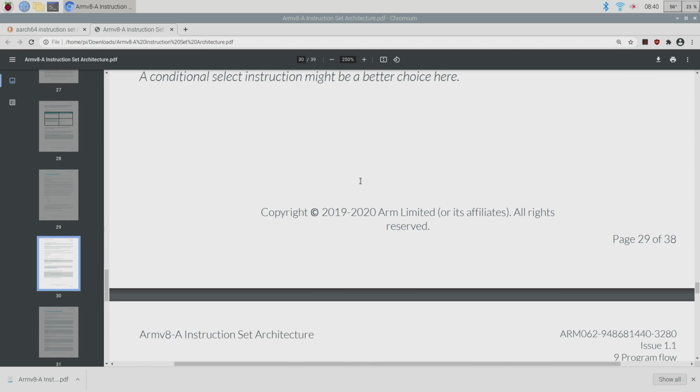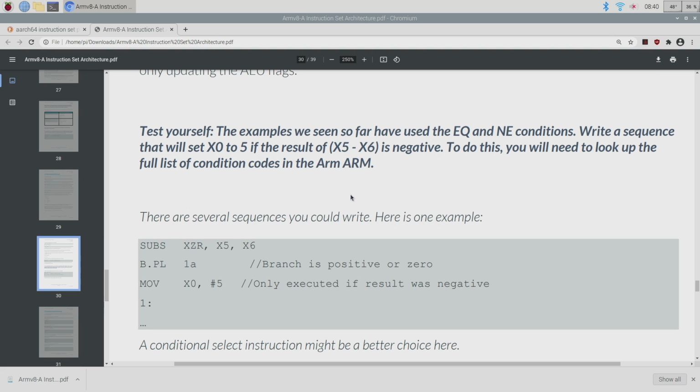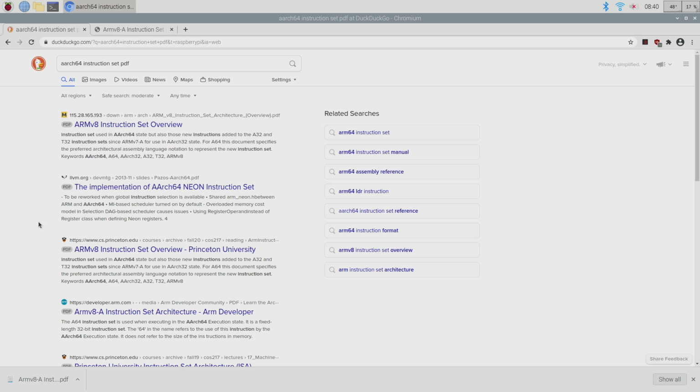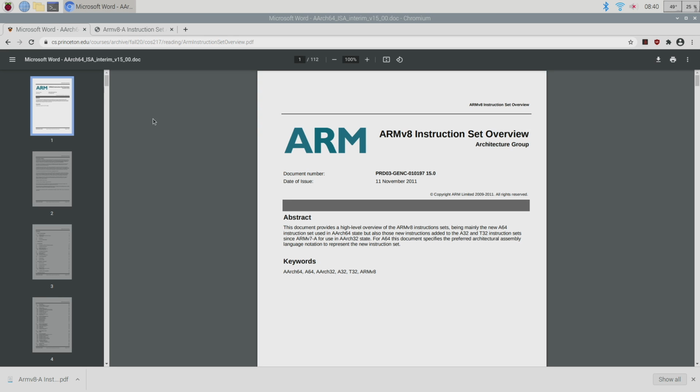Okay, I don't want to talk about conditional select right now. Okay, but point being, you've got and. Let me also show you one other. I think this is the sheet that I want. Nope, that's not it.